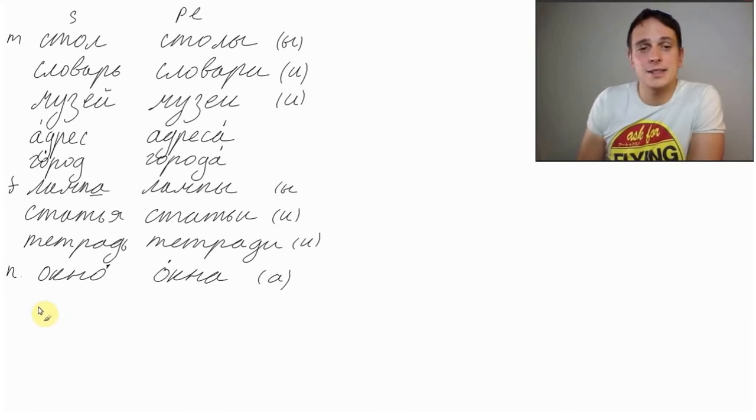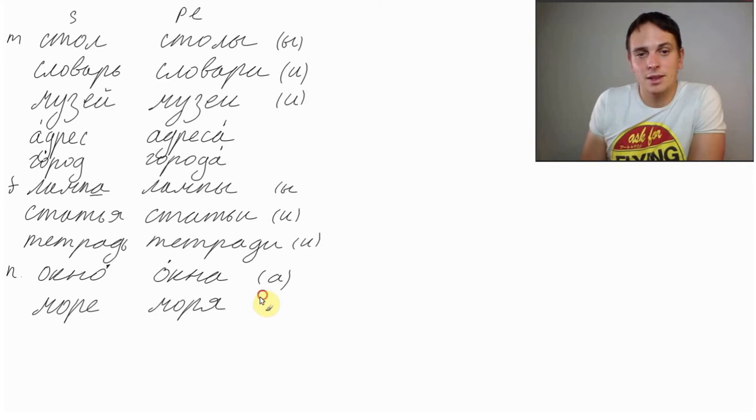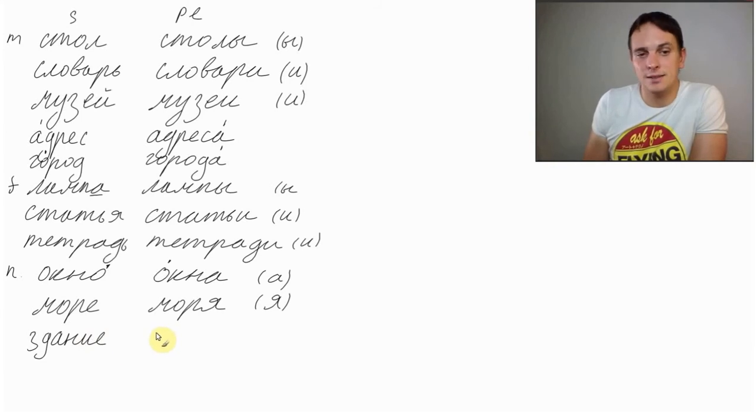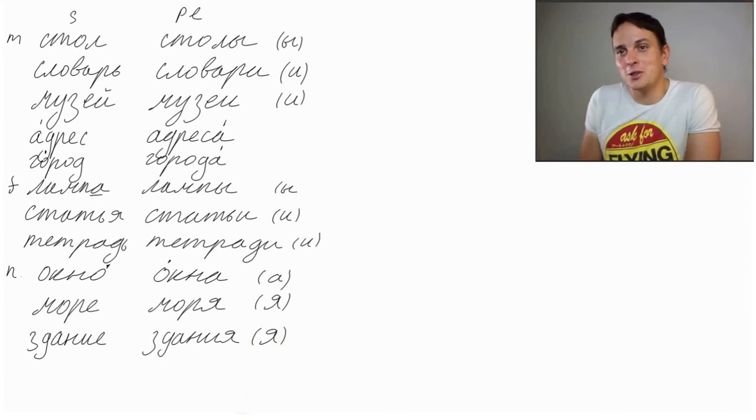Море is sea. Море is sea, and the plural would be моря. Море, моря. Ending я. And здание. Здание. Здания. So much to learn, so many different examples.